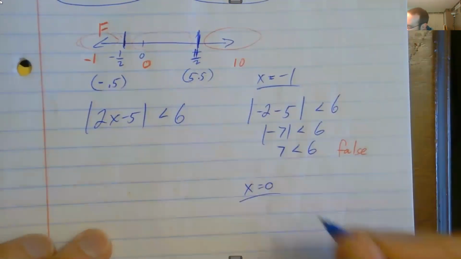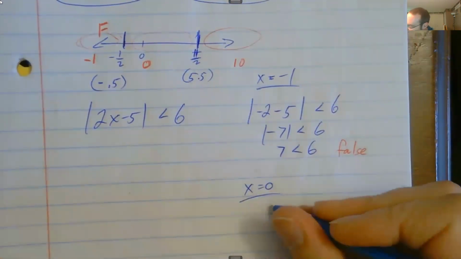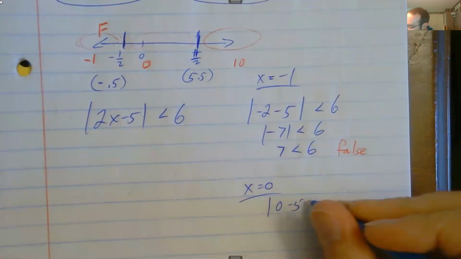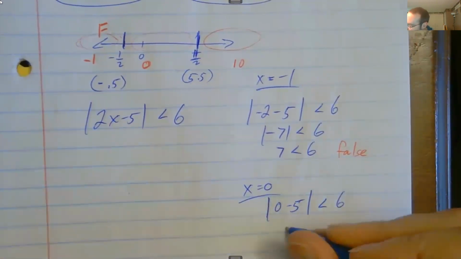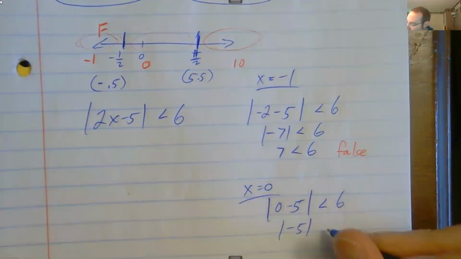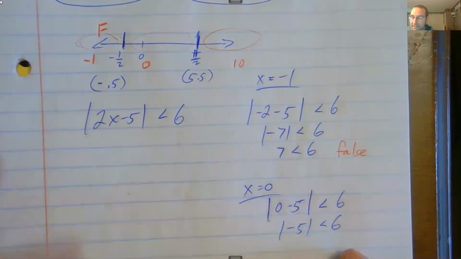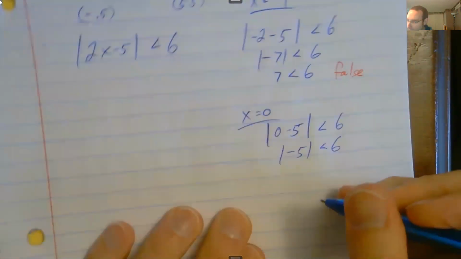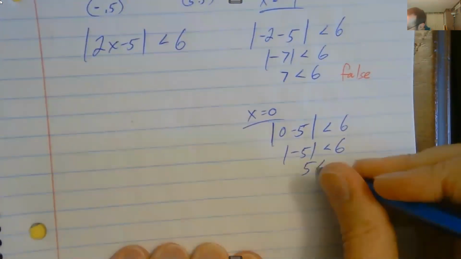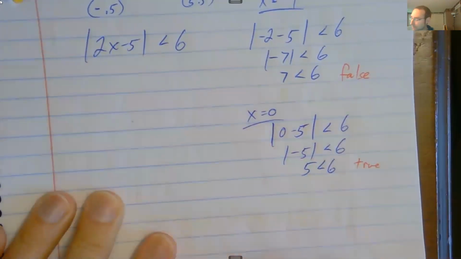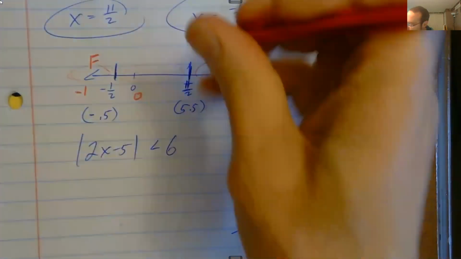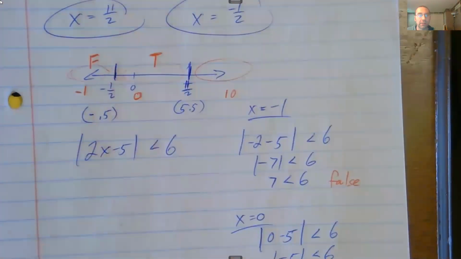Try x equals 0. I get the absolute value of 0 minus 5. Is that less than 6? Is the absolute value of negative 5 less than 6? This gives me 5 is less than 6. Is that a true statement or a false statement? And clearly that is true. So I tried x equals 0, which was between those two values, and I got a true statement.